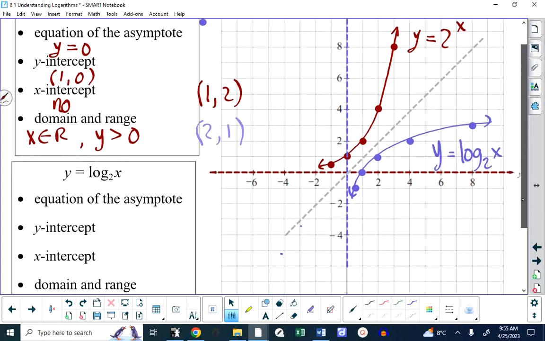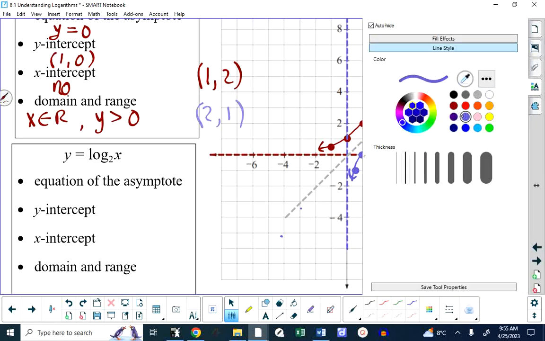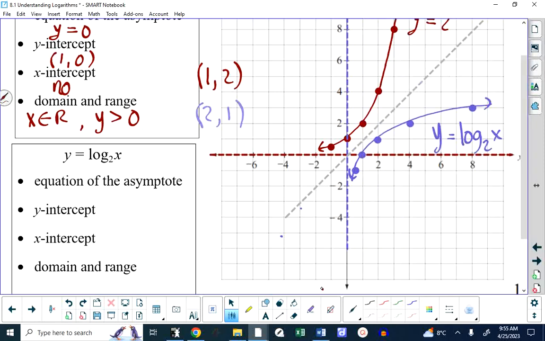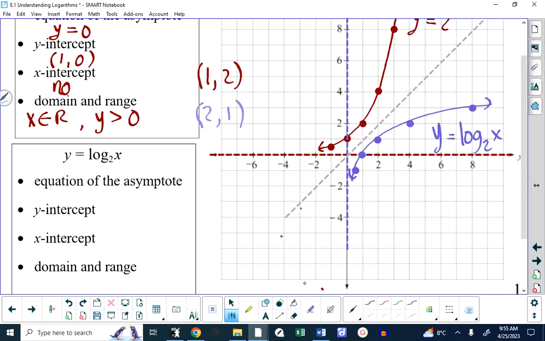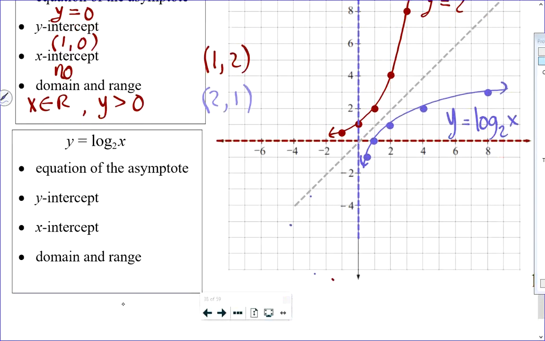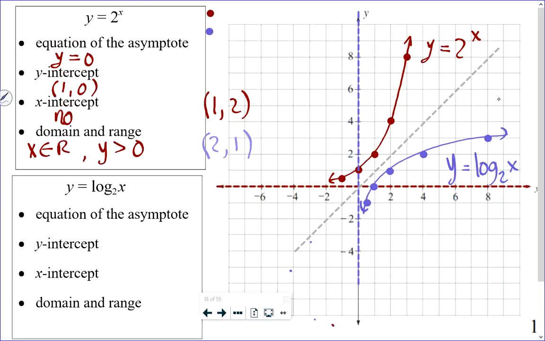When I start talking now about the logarithmic function, the equation of the asymptote is x equals 0. It's the opposite. You can look at the blue dotted line, it's at x equals 0. That's the opposite of y equals 0. The y-intercept, there is none. No, there isn't one.